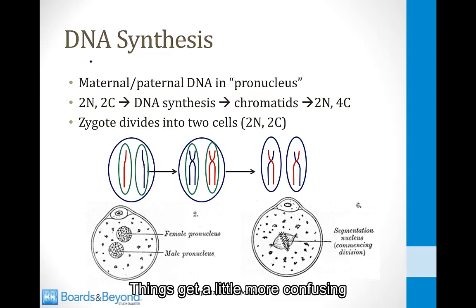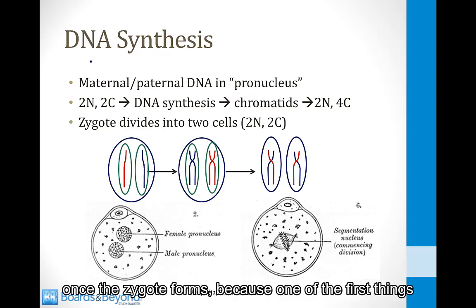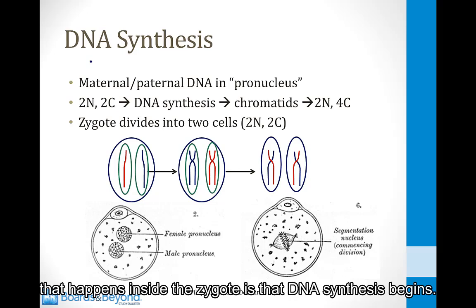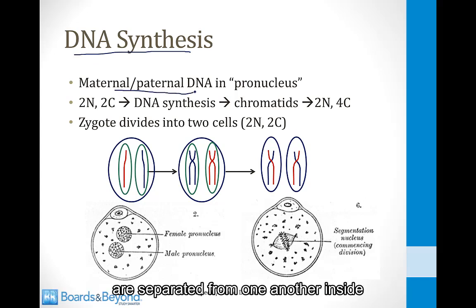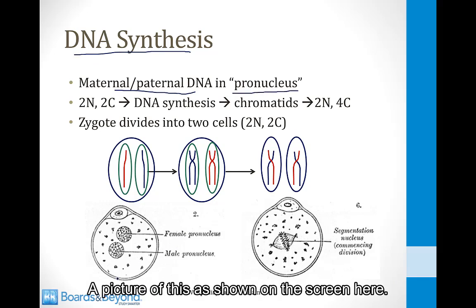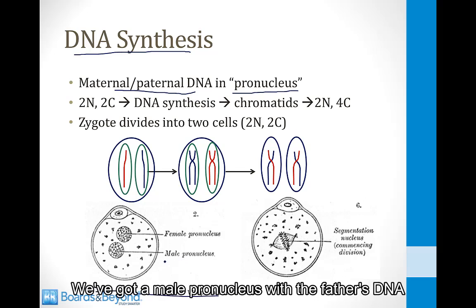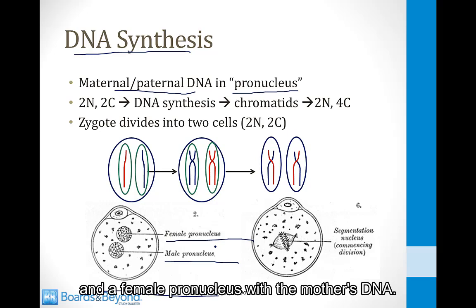Things get a little more confusing once the zygote forms because one of the first things that happens inside the zygote is that DNA synthesis begins. Initially within the zygote, the maternal and paternal DNA are separated from one another inside of cellular structures called a pronucleus. A picture of this is shown on the screen here. We've got a male pronucleus with the father's DNA and a female pronucleus with the mother's DNA.